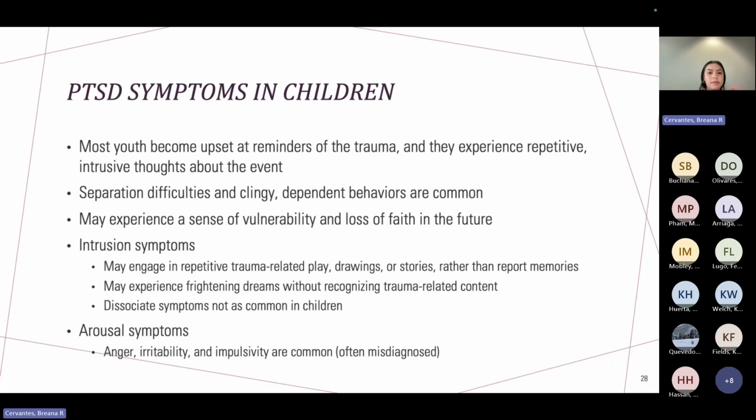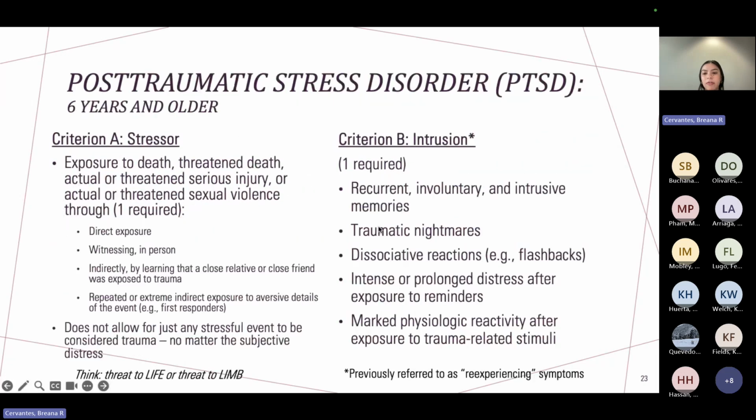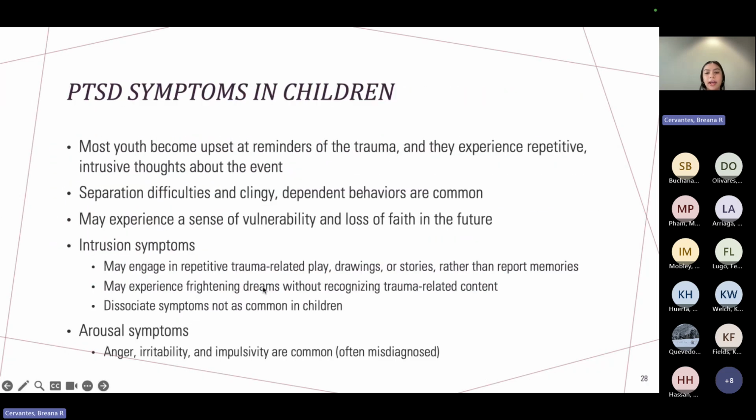So rather than, I'm going to go back a little bit. Remember we gave examples of flashbacks, dissociating, intense prolonged distress, physiological reactivity after being exposed to the reminder. In terms of kids, that might look more like their play. You may see that more manifested through play. So they might have repetitive trauma-related play. They might do drawings or stories rather than verbally report that they're having these intrusive symptoms about memories.